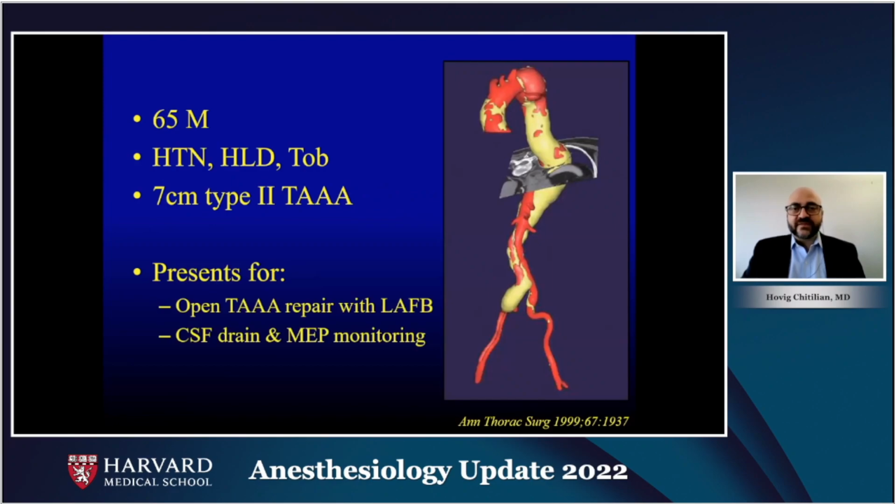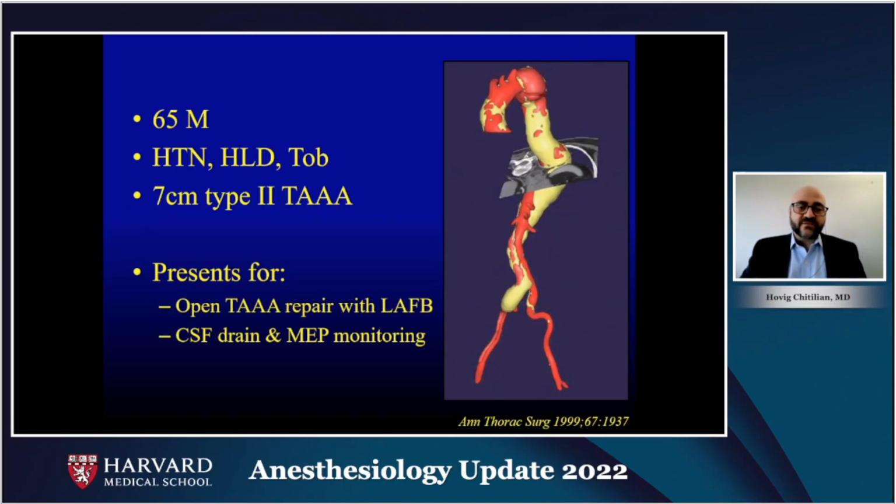And I'd like to motivate the talk with a little bit of a case vignette. This is a 65-year-old male you're being asked to take care of. He's got a history of hypertension, hyperlipidemia, tobacco use, and has presented with a 7-centimeter type 2 thoracoabdominal aortic aneurysm. In the inset of the slide, you can see a 3D reconstruction of the CT angiogram, clearly illustrating the tortuous and dilated nature of the patient's descending thoracic aorta as well as abdominal aorta.